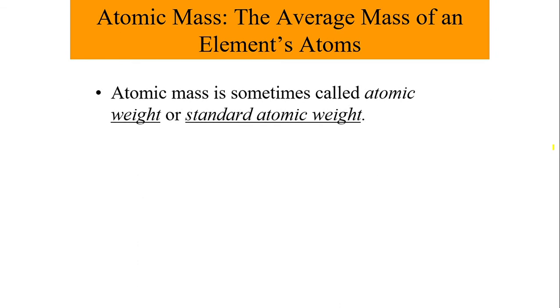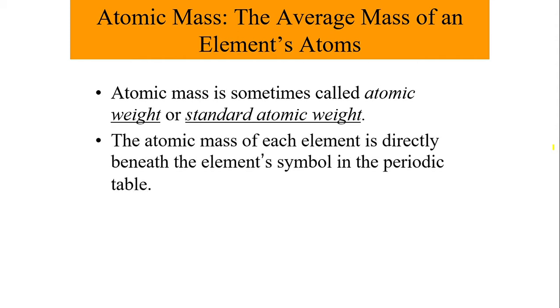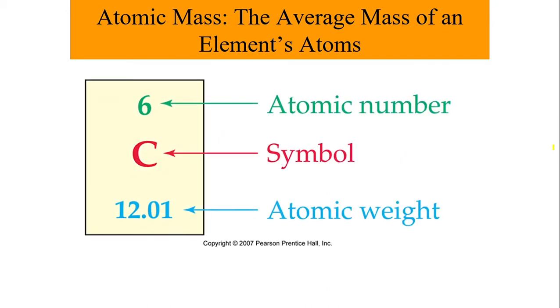Sometimes in some textbooks, they'll call the atomic mass also the atomic weight or the standard atomic weight. And we're going to find it directly beneath the element symbol in the periodic table. So for example, if we look up carbon in a periodic table, we might see the symbol in the middle, the atomic number at the top, and the atomic weight or atomic mass at the bottom. Now, wait a minute. Didn't we say that carbon was actually 12? Why isn't it 12.00?